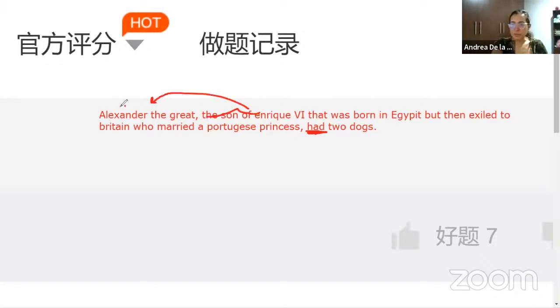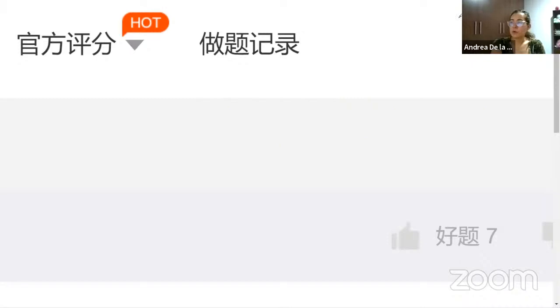Pero en realidad el sujeto es Alexander the Great, el verbo es had y el complemento es 2 dogs, ¿no? Pero todo esto es una explicación para que los lectores puedan entender más, pero es una explicación siempre extra. Entonces, Alexander the Great had 2 dogs, esa es la idea principal. La idea principal no es que era el hijo de Enrique VI, o que nació en Egipto, o que fue exiliado a Inglaterra, o sea, se ha casado con una princesa. Lo importante es que tuvo 2 perros, porque todo esto es una explicación de quién era Alexander the Great, ¿no? Entonces, por eso no nos importa.